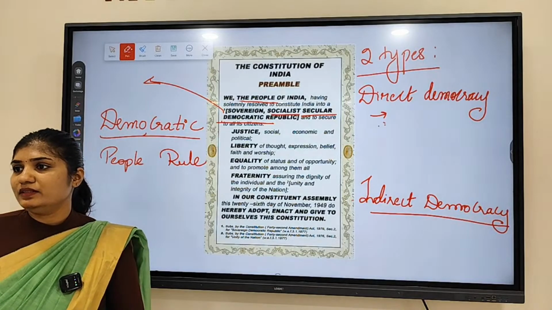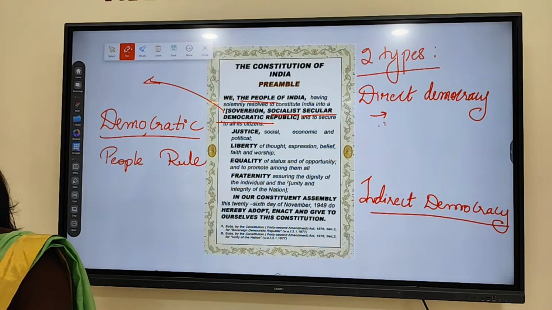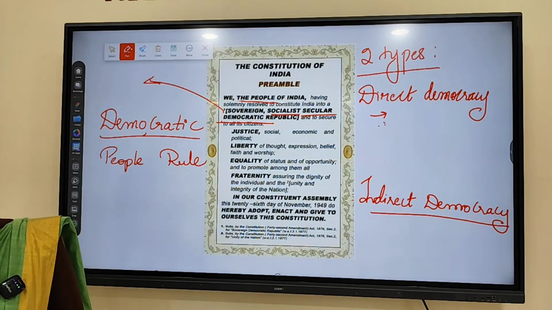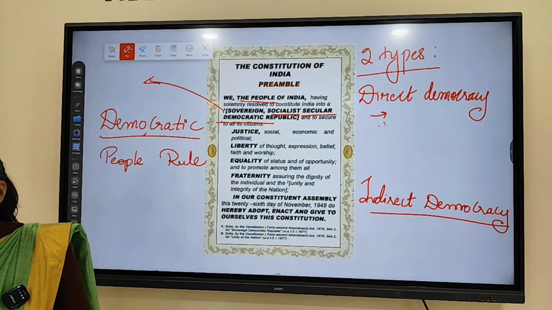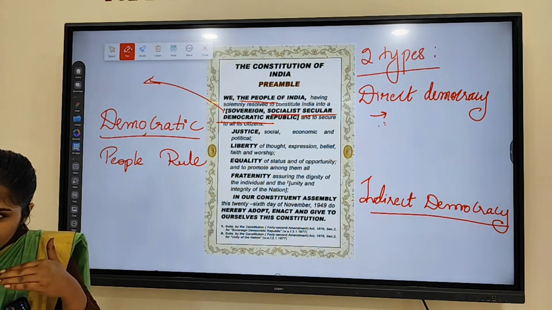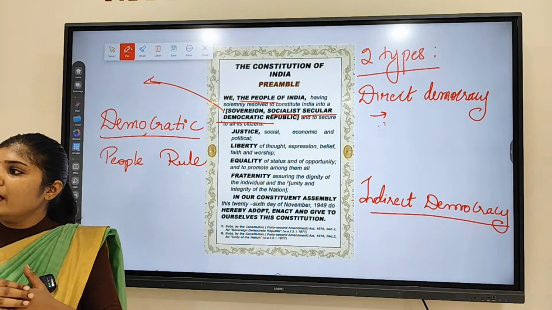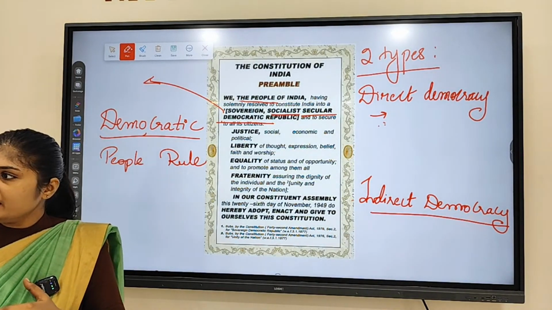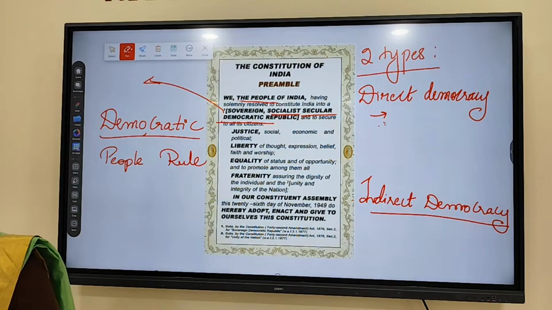What is indirect democracy? Our India has an indirect democracy. What is meant by that? The people make the rules, but in our country, they elect a person, and that person makes the rules. Yes, correct. On behalf of the people of India, we have representatives. Those representatives are elected from the people and they will be sitting in the parliament. They will create laws for us.